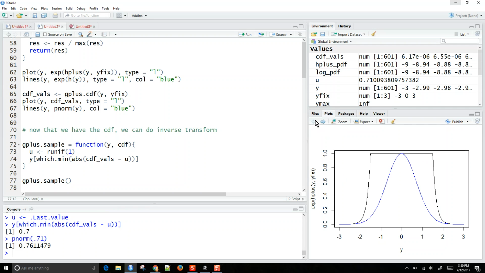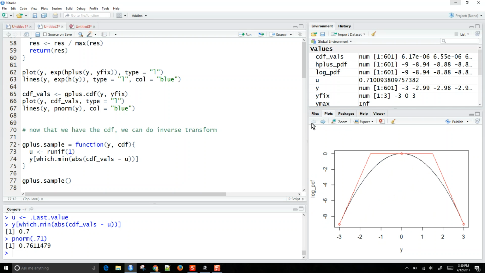And if it gets rejected, right? If we generate 0.7 and it ends up out here and gets rejected, then we incorporate that into our envelope function, and we update it accordingly. Okay, and that's adaptive rejection sampling.